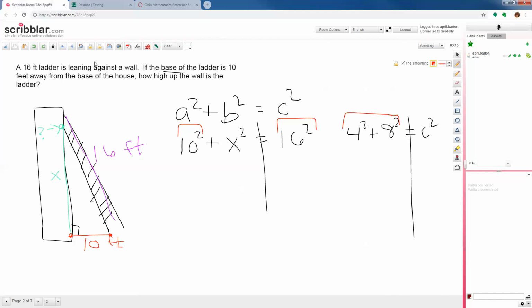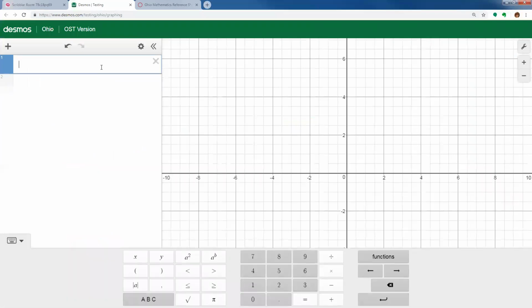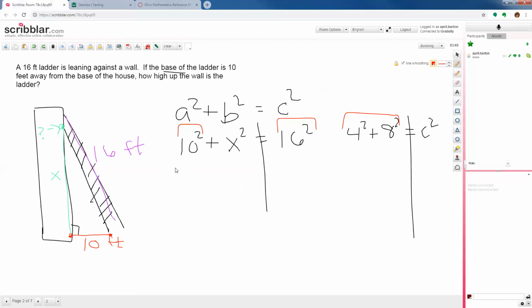So we still start by taking care of those exponents. We want 10 squared. So you can type into your calculator 10 times 10, or you can actually just hit 10 squared, which is 100. 10 squared was the 100.